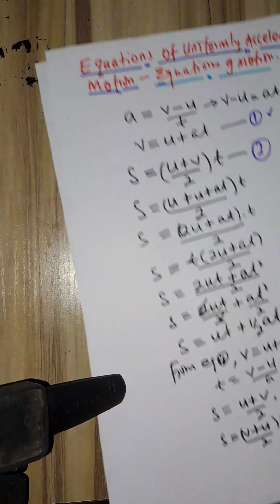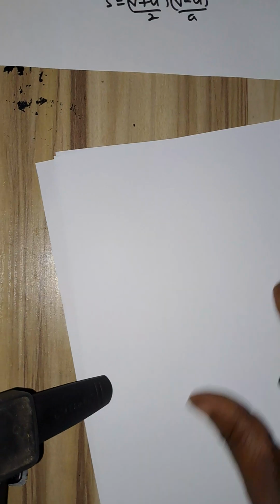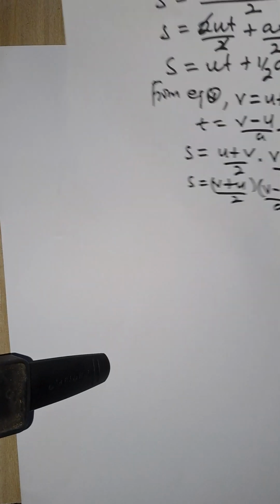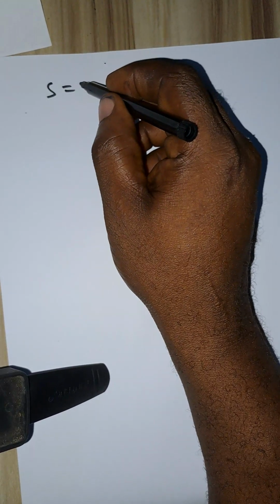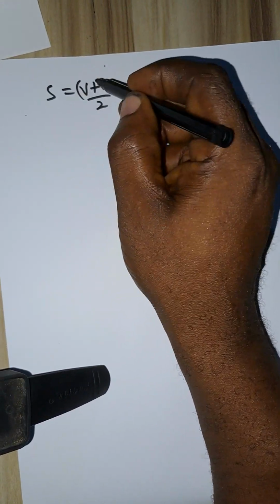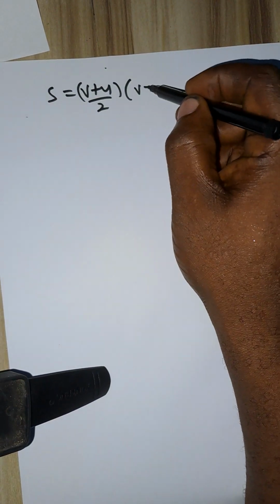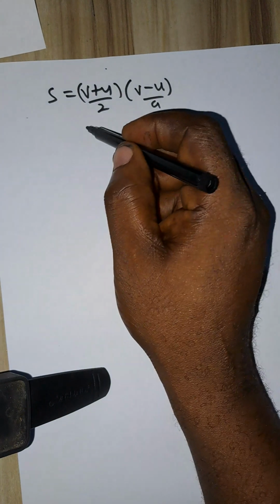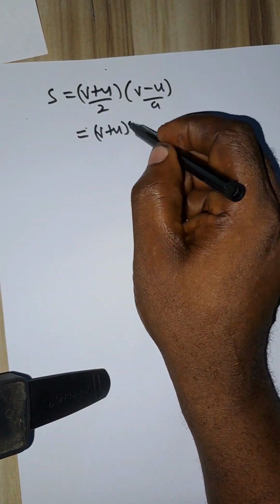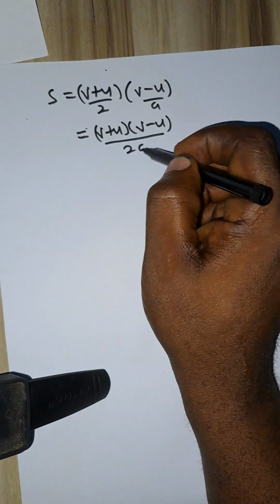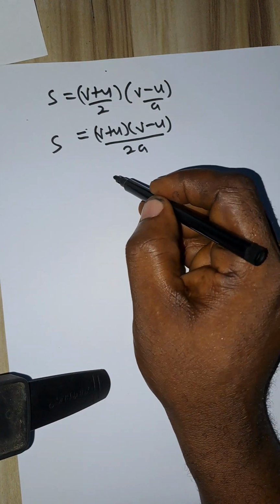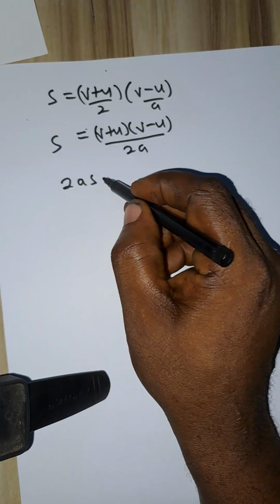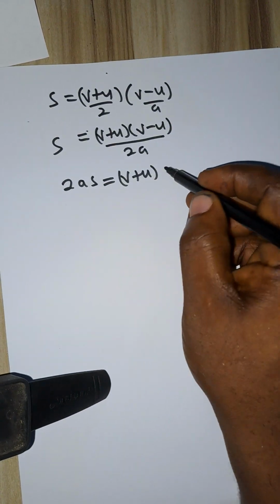Now what we have is s equals v plus u over 2, times v minus u all over a. Same thing as v plus u times v minus u all over 2a. That is s. Okay? So when we cross multiply, we have that 2as equals v plus u times v minus u.